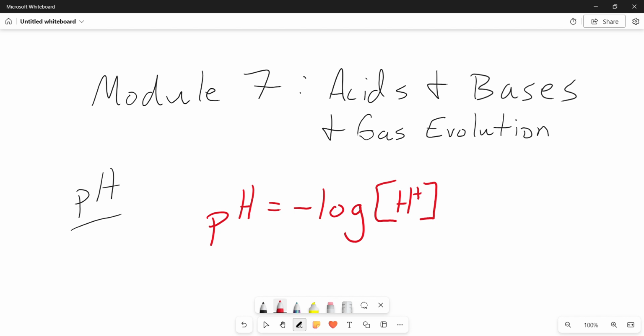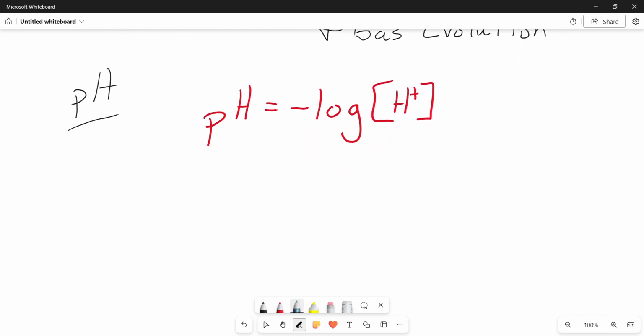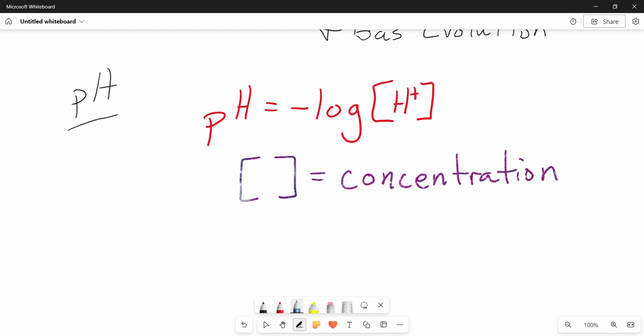It's a logarithmic scale. I guess I should also mention that when we put something in square brackets in chemistry, oh, look at that, sparkles. I didn't know that's the pen I had on. Anyway, it means concentration. So whatever's inside the square brackets in chemistry, that means we're talking about the concentration of that thing.